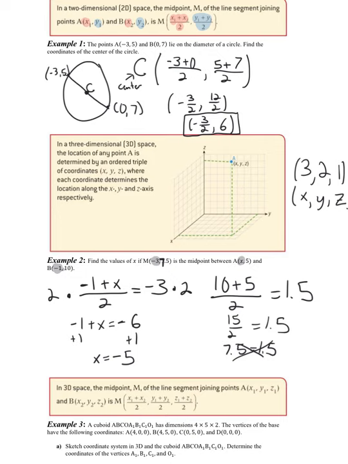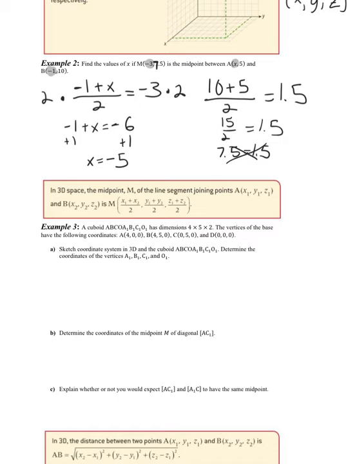Okay. So that's example 2. Example 3, this is when we're going to start looking into 3D spaces here. So it says a cuboid, which is basically just a cube, and it's got the points A, B, C, and O, and then A1, B1, C1, and O1. And it says what the total dimensions are, 4 by 5 by 2. And then the vertices of the base of the cube have the following coordinates.